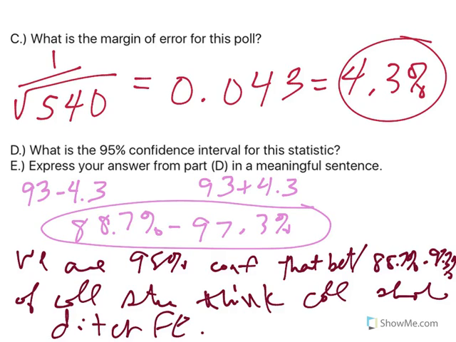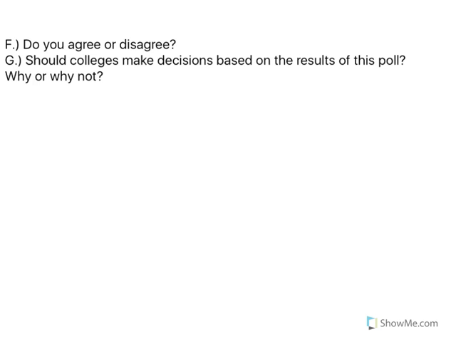You got to play your Mad Libs. Confidence level, confidence interval, population, what are they doing? Those are your 4 pieces. Do you agree or disagree? I bet most of you probably agree.